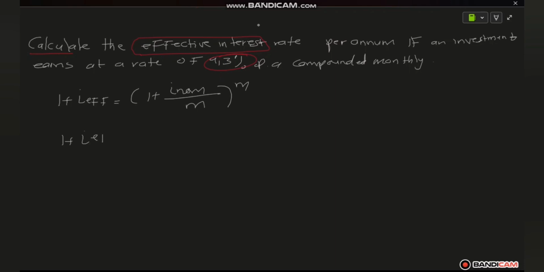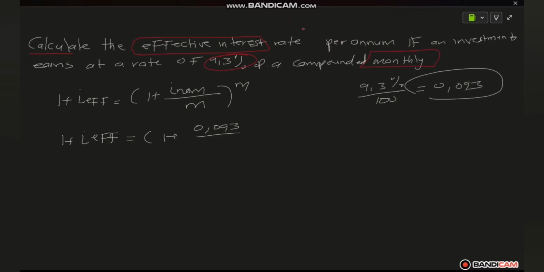So 1 plus IEFF equal to 1 plus I nominal. So that I nominal is going to be divided by 100, because you don't actually put it the way it is on the formula. So it's going to be 9.3%. You divide by 100 all the time, equals 0.093. Then you substitute it on your formula over the compounding period. They said it's monthly, so it's 12 over 12 to the power 12. Then we're solving for IEFF, meaning we can transpose the 1 to the right to be subtracted by the bracket.